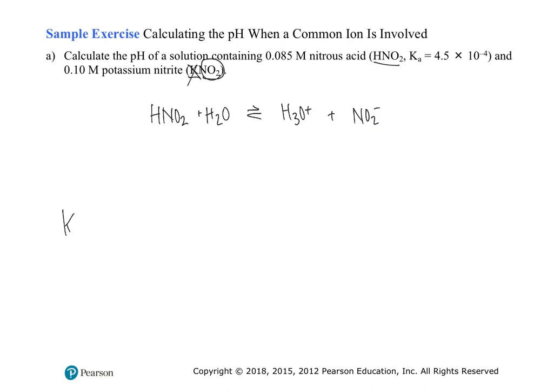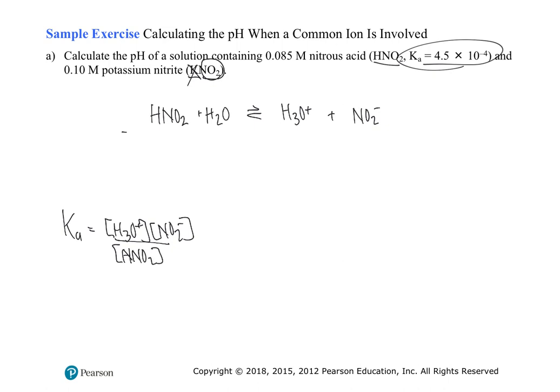I'll write my Ka expression. It gives me a Ka value, so that's a good sign. That is products hydronium times nitrite over reactants, nitrous acid. Whoops.